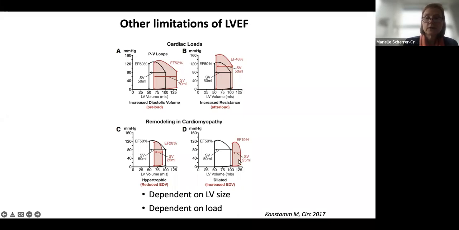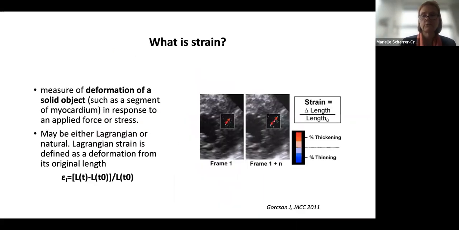And then conversely, you can see that a patient who has a small volume has an EF of 28% for a stroke volume of 25. However, if you have a much larger volume, your EF can be much lower. So the EF is not really reflective of the cardiac output and the contractile function, which is something that we did know. And this is actually a very nice paper by Marvin Konstam that you could read if you were interested.